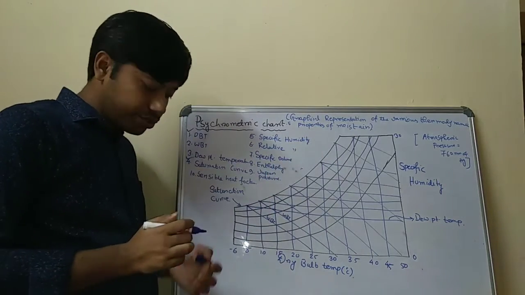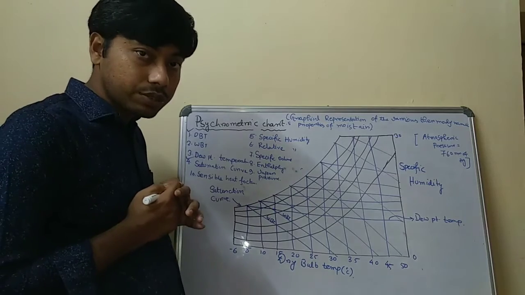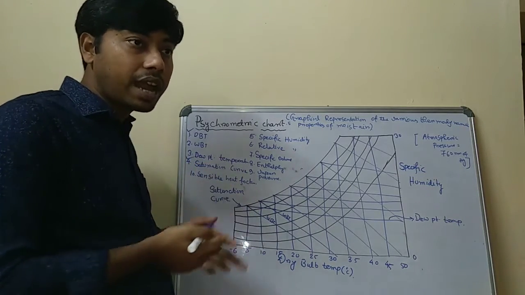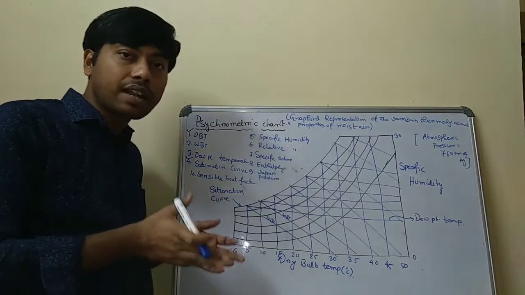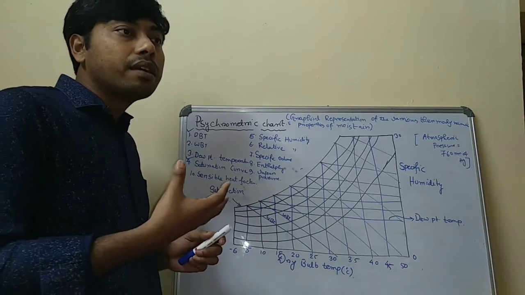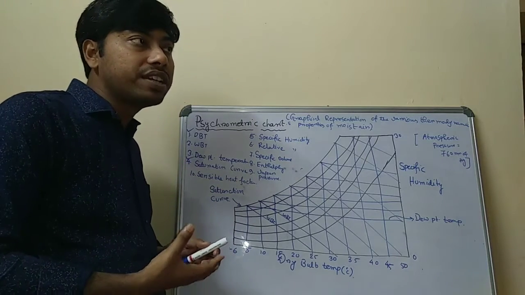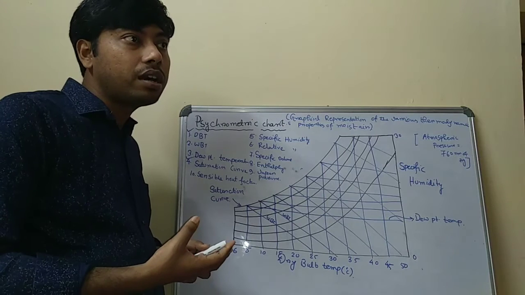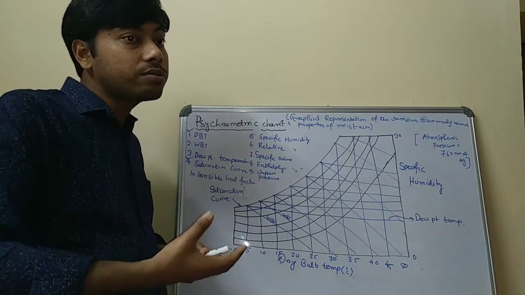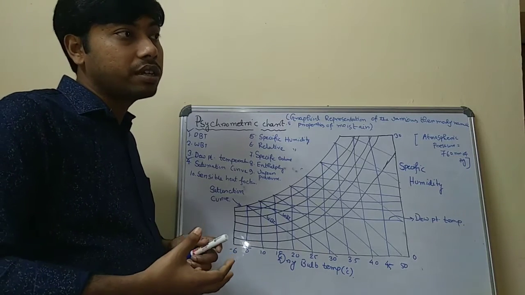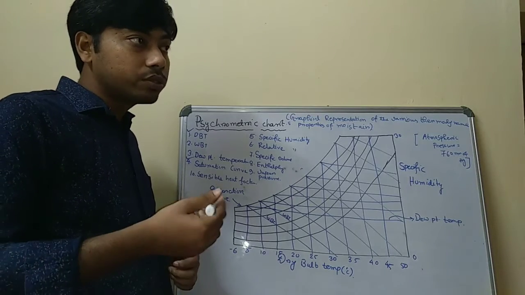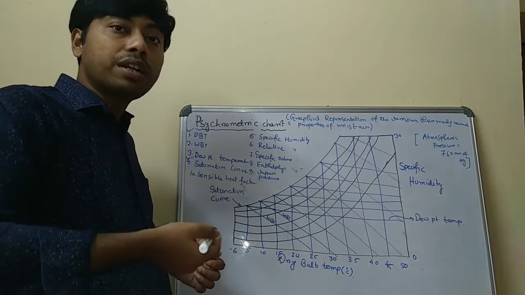Now, what is saturated and what is unsaturated? As we discussed in the adiabatic saturation temperature topic, in unsaturated air the water vapor content is very low. But in the case of saturated air, a lot of water vapor is added at a particular temperature, so the amount of water vapor increases.